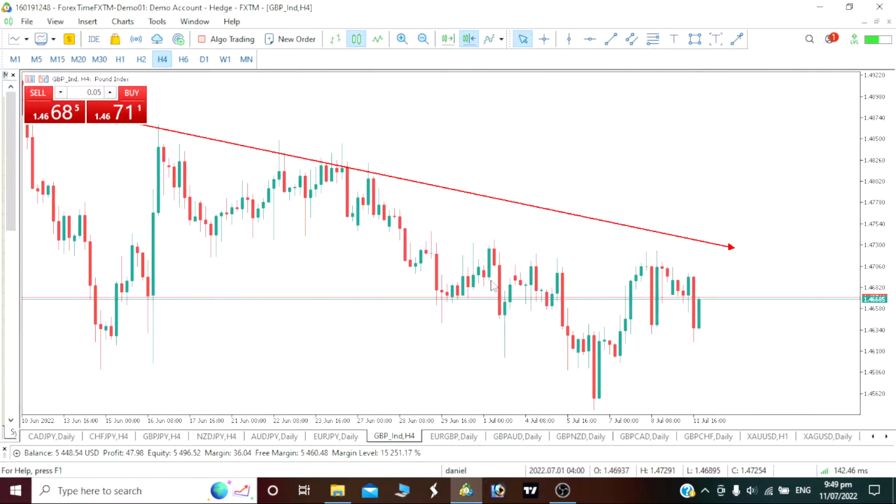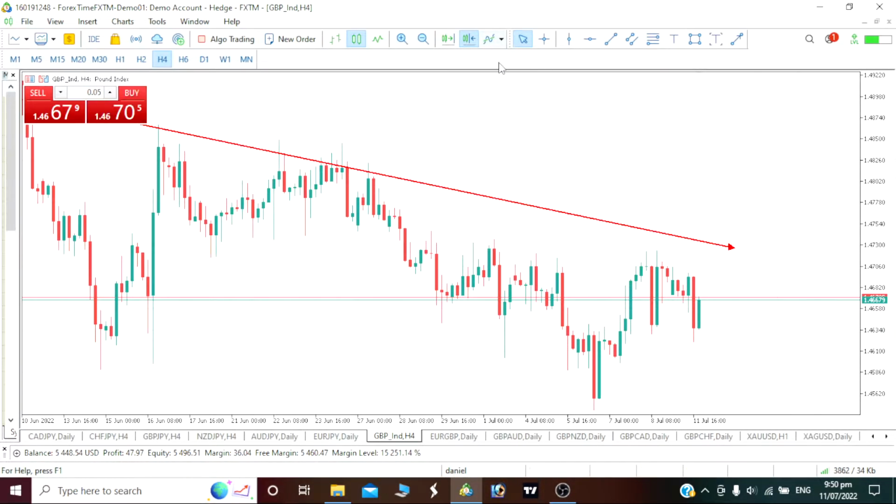Now on our pound, we'll be looking at our analysis for our pound and any pairs relating to our pound, both our euro to our pound, our pound to our AUD, our New Zealand, and our CAD. Now let's start with our pound index.